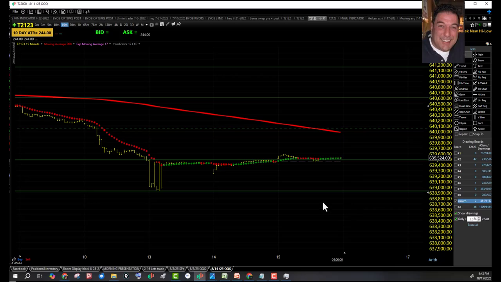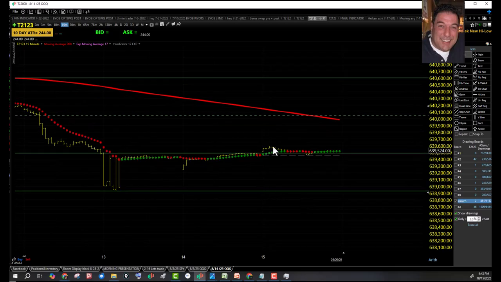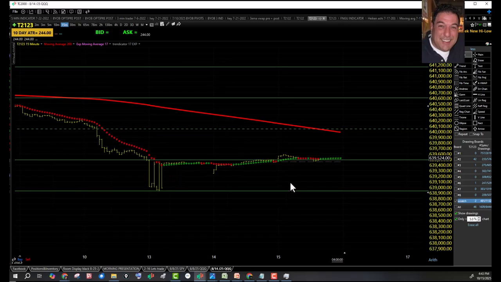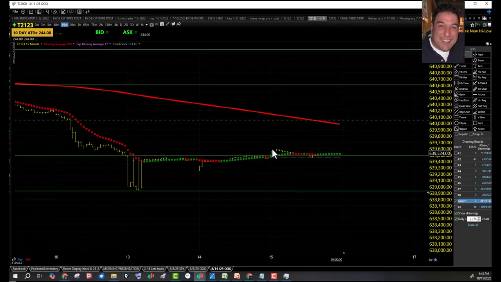T2123, we're still in an uptrend, but not moving up. Okay, we're in an uptrend because we're making higher highs. Notice here's the high. We made a higher high. Then we made another higher high up here. See that? So we're bullish, okay, because we're making higher highs.